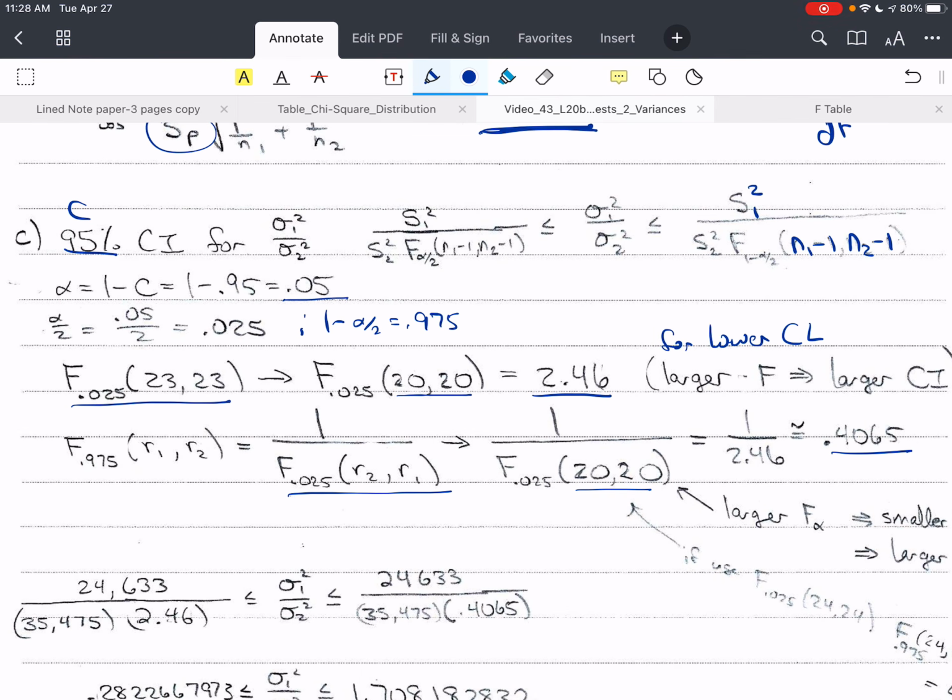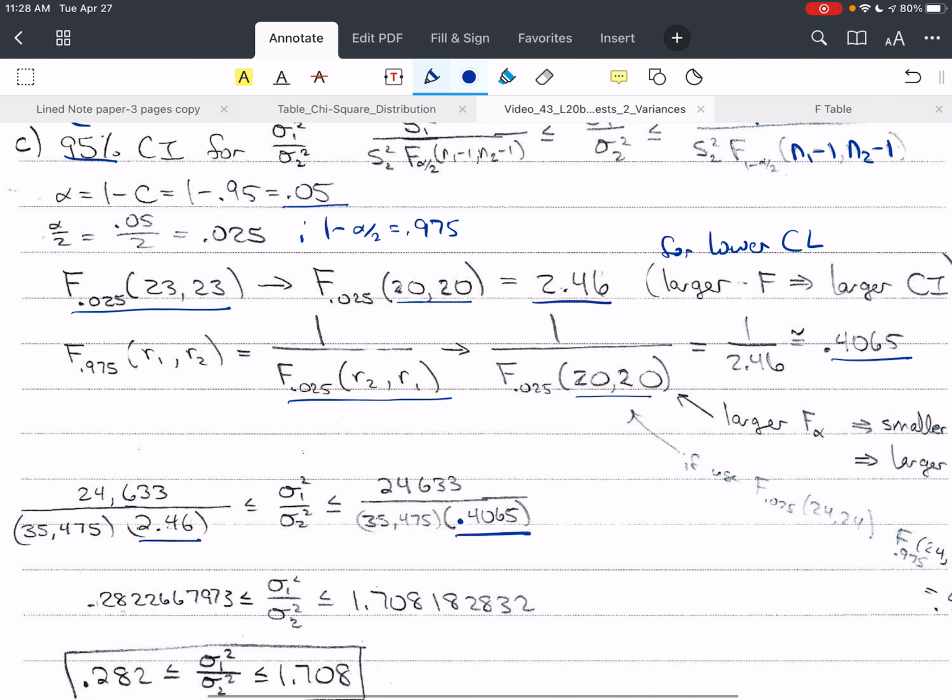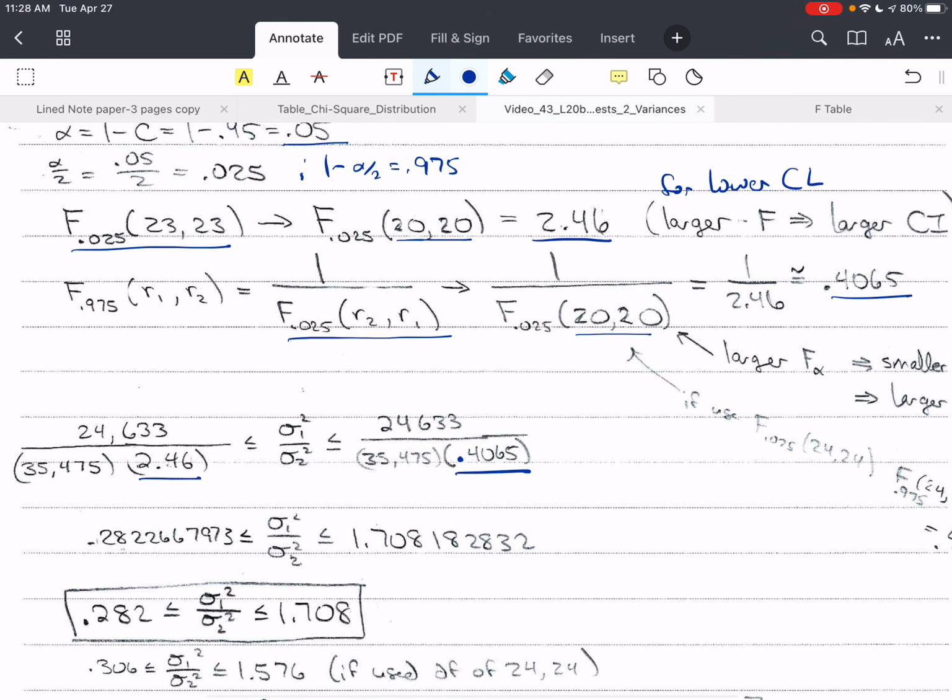Now, we need to calculate the confidence interval. So I used 2.46 here and 0.4065 here. I plugged in the other numbers, and I came up with these numbers, and we round that to 0.282 and 1.708, so 3 decimal places.